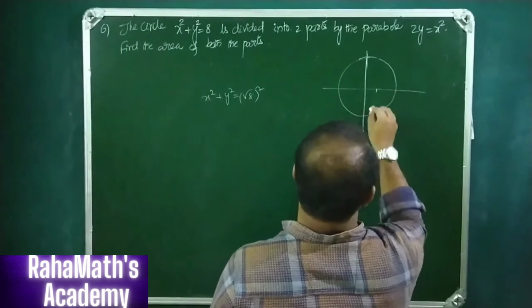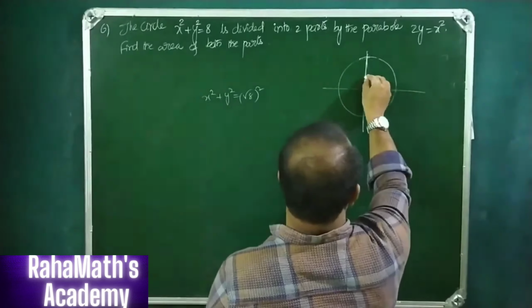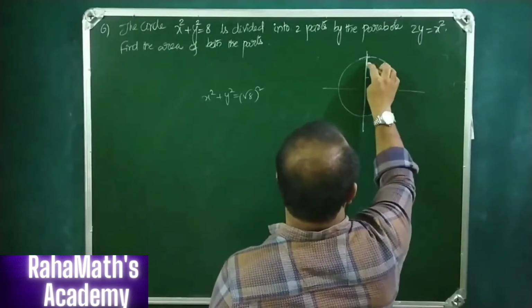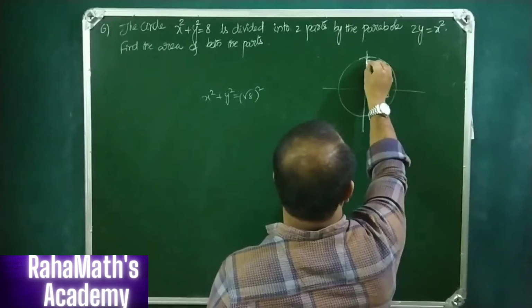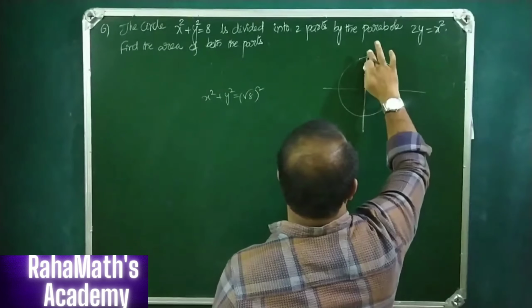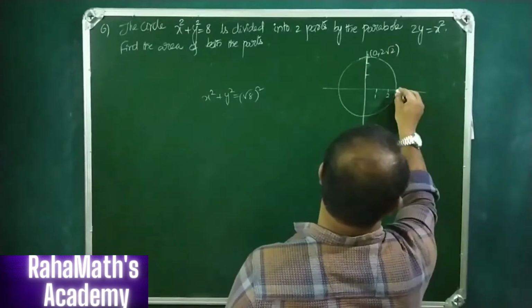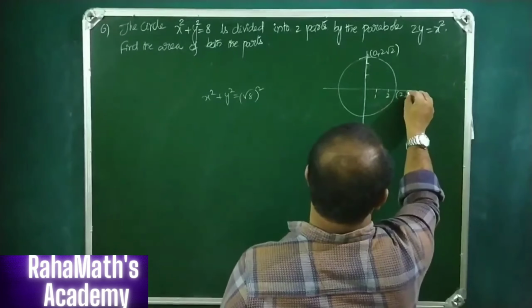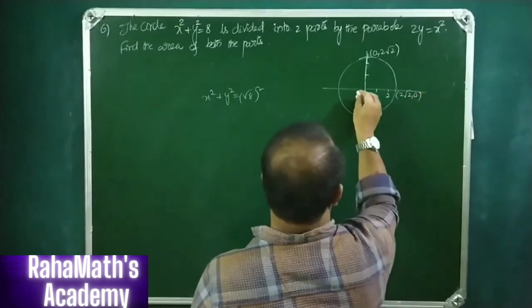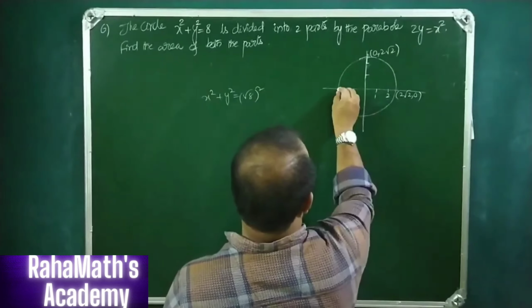So this is 1, this is 2, and this is 2 root 2. So this is the point 0 comma 2 root 2, and this is 2 root 2 comma 0. This is 1, this is 2, and this is 2 root 2.